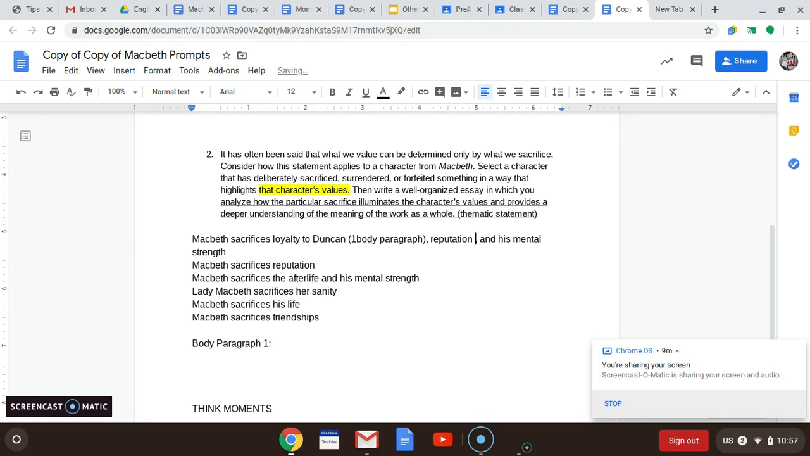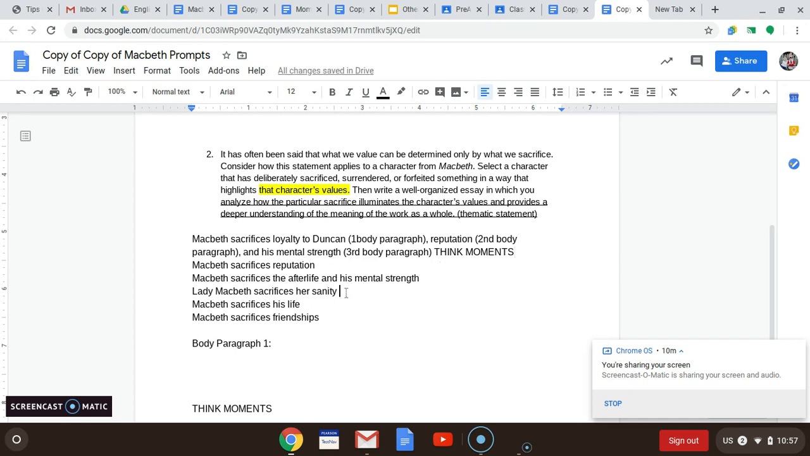Second body paragraph could be this. And I would think moments, where the moments where he does this. And this could be like the third body paragraph. But each of these would contain moments that shows how he has done this.